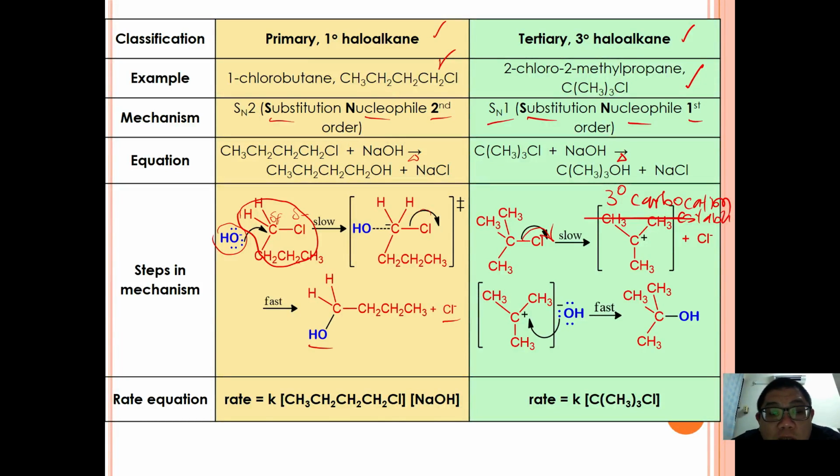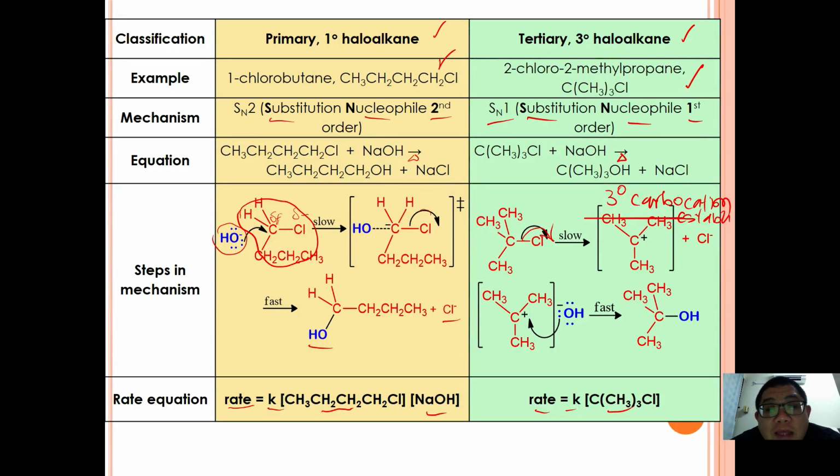Now based on the slow step, the rate equation is written as follows. For the primary haloalkane 1-chlorobutane, rate equals k[CH3CH2CH2CH2Cl][NaOH], which indicates that it is a bimolecular reaction. Whereas for the tertiary haloalkane, the rate equation is written as rate equals k[(CH3)3CCl], indicating that it is a unimolecular reaction.